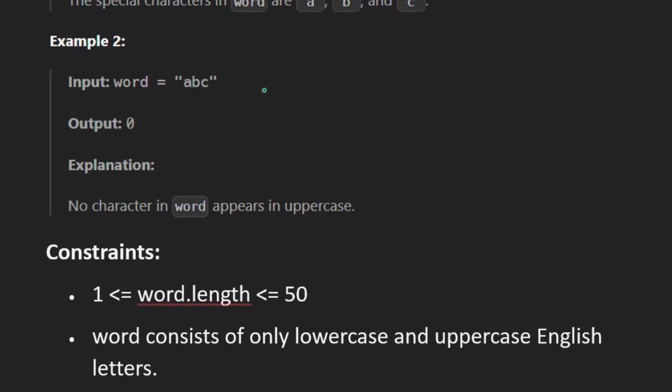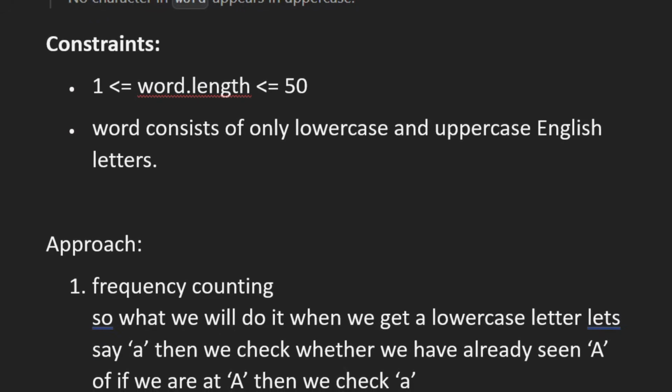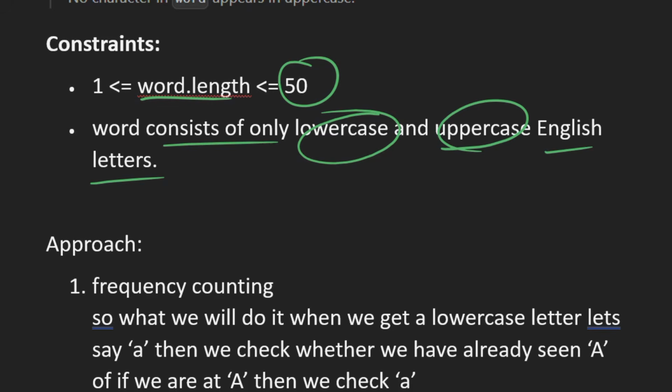In the second example, we have a, b, c, but we don't have any of these characters in capital letters. None of them are in capital letters, so our count of special is 0, and 0 is our answer. So let's see the constraints. Our word length is at most 50, and word consists of lowercase and uppercase English letters.